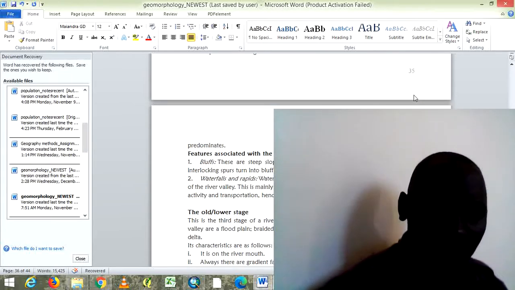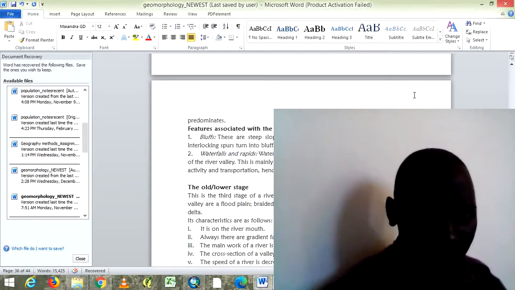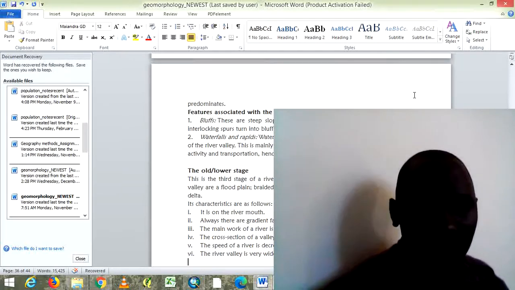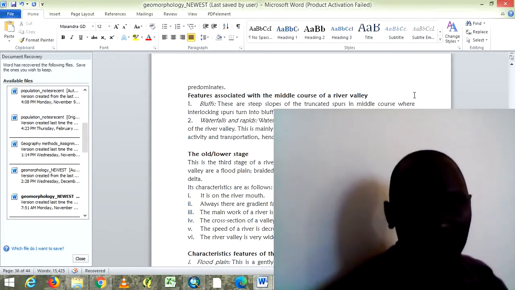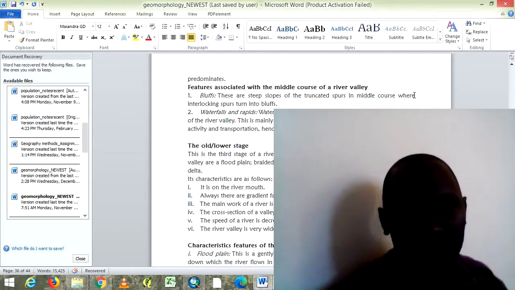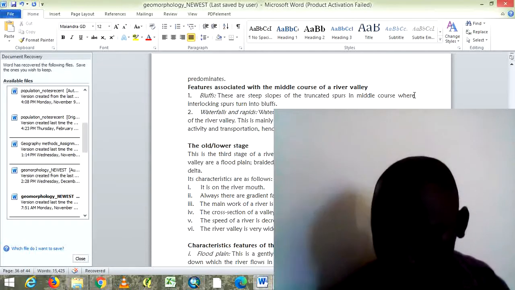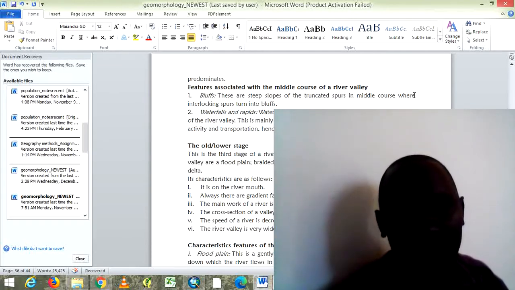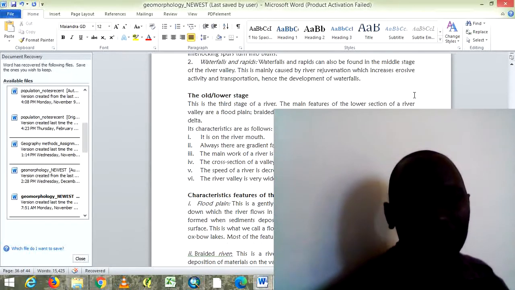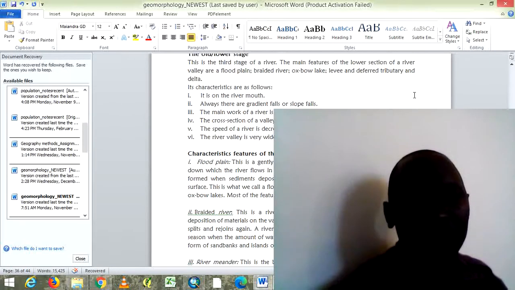The oldest stage of the river is the third stage of the river, and this one of course is characterized by being found at the river mouth. The gradient falls, and therefore there is very slow flow of water. Here the main work of the river is deposition, and the cross section of the river is a broad valley or a U-shaped valley, and then the speed of the river is highly decreased, and the river valley is very wide. The features formed in this stage, one of them is the floodplain.